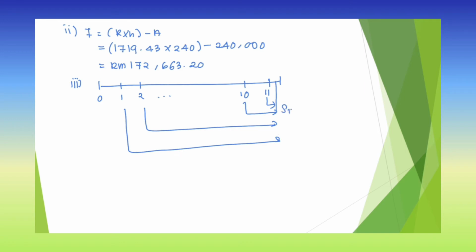Therefore, S11. So S11 is given by R, 1719.43 times 1 plus I, 1 plus 0.06 over 12 to the power of 11 minus 1 over 0.06 over 12 equal to RM 19393.74.